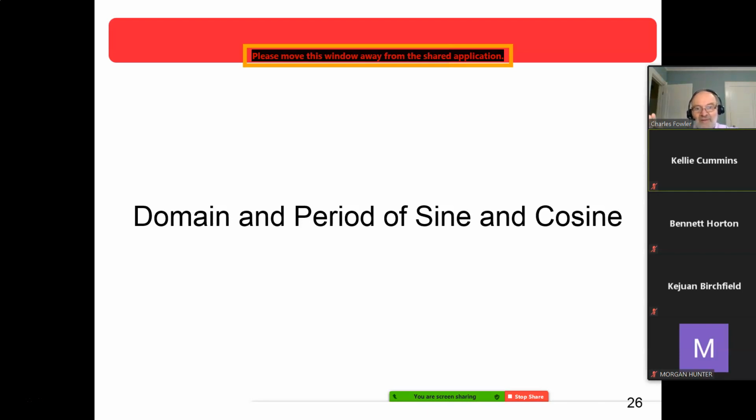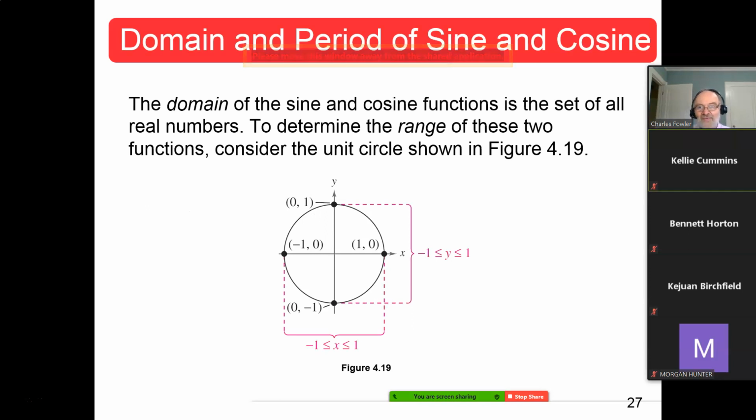Okay, but sines, cosines, and tangents are the trig functions we use the most. Let's just focus on sines and cosines. Now, the domain of the sine and the cosine is the set of all real numbers. Sines and cosines are defined everywhere on the real number line, the set of all real numbers.